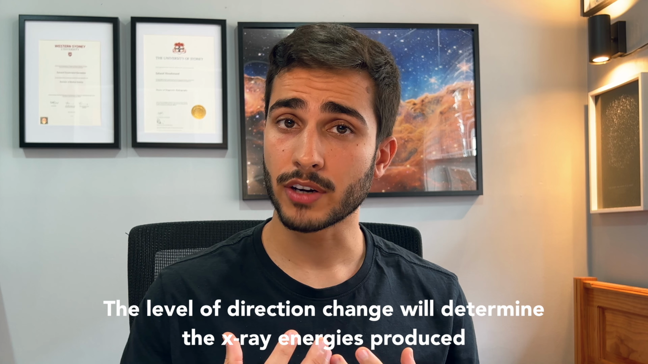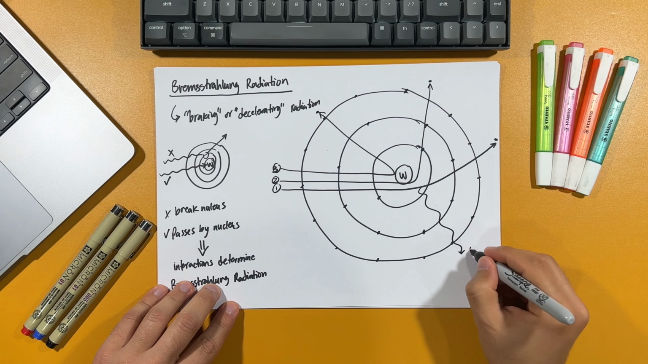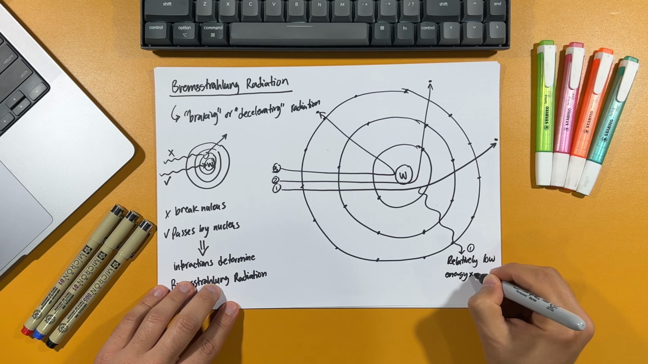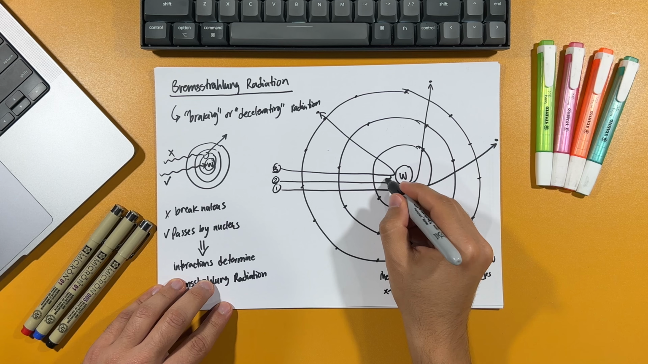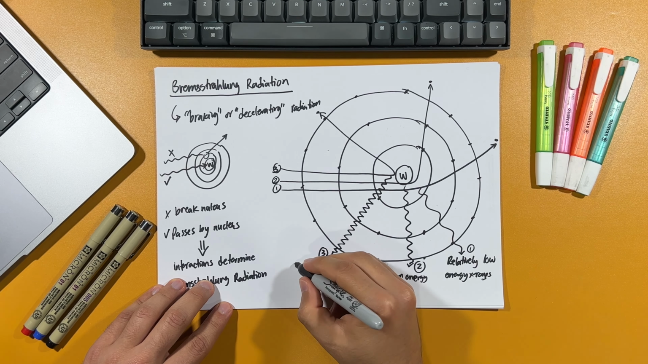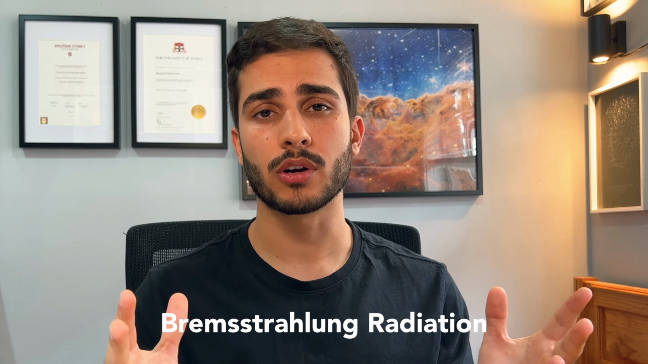And so the level of direction change will determine the energy of the X-rays produced, where the distant interaction produces relatively low energy X-rays, the close interaction produces medium level energy X-rays, and the interaction that impacts the nucleus results in the production of relatively high energy X-rays, and everything in between. And collectively, we call this release of X-rays with a wide range of energy levels Bremsstrahlung radiation.